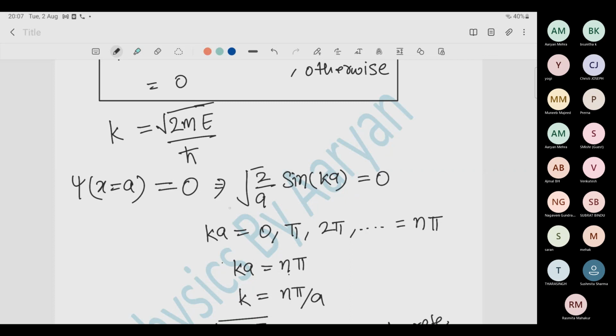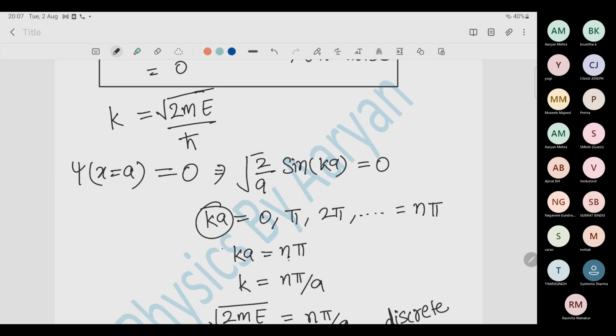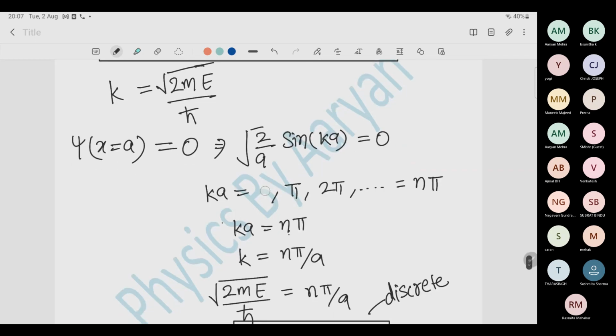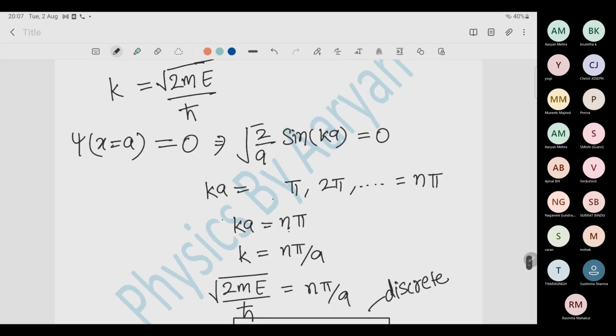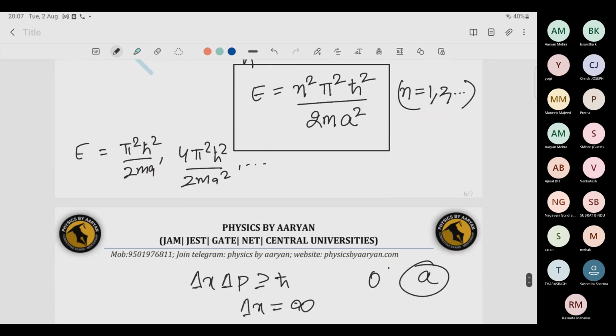So how can k be negative? Because a is positive, na. So k can never be negative, and that is why we also ignored the negative n's. So the only possible values of n are 1, 2, 3, 4, 5, 6. So how many of you have a crystal clear idea why n is 1, 2, 3?